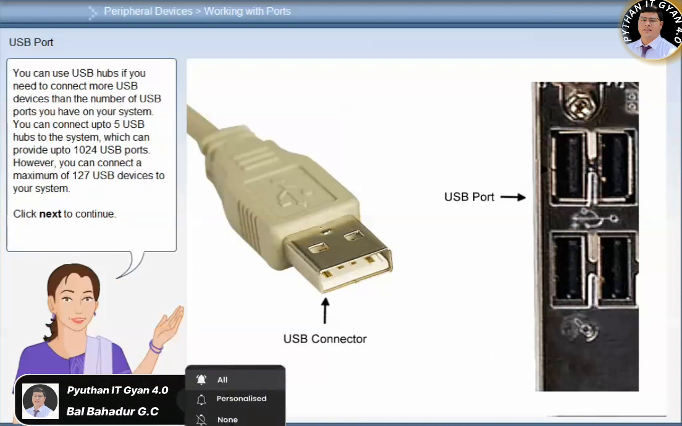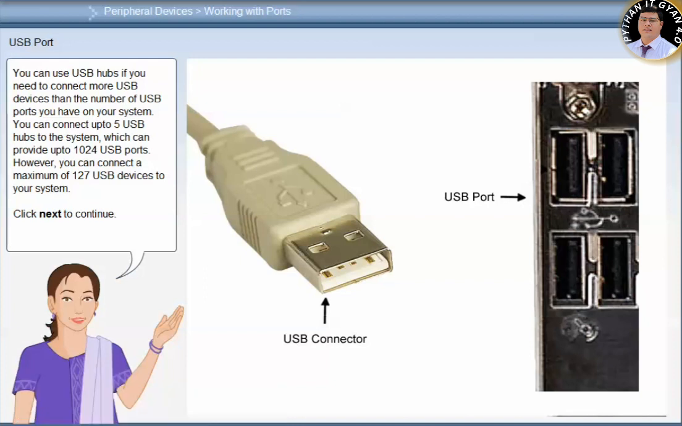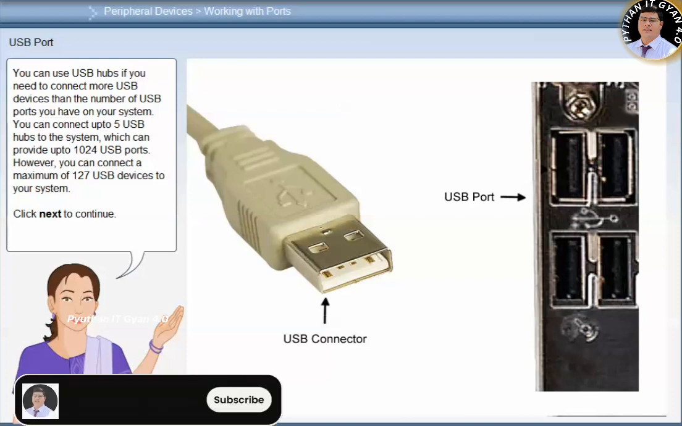You can use USB hubs if you need to connect more USB devices than the number of USB ports you have on your system. You can connect up to 5 USB hubs to the system, which can provide up to 1024 USB ports. However, you can connect a maximum of 127 USB devices to your system.